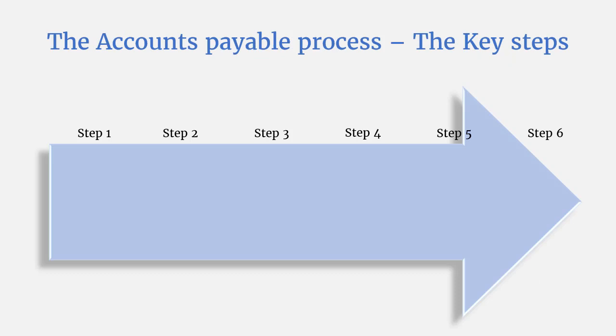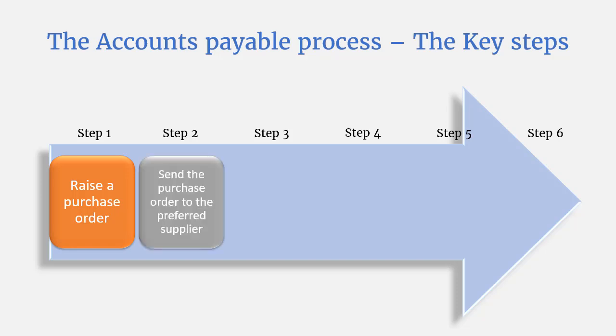Let's begin with looking at the key steps in the accounts payable process. In this process, there are basically 6 steps. In the first step, you raise a purchase order for the items the company or business needs to buy. The purchase orders need to be authorized by the appropriate manager. And in the second step, that purchase order is then sent to one of the preferred suppliers for the company. In the third step, you receive the goods or services and the invoice from the supplier.